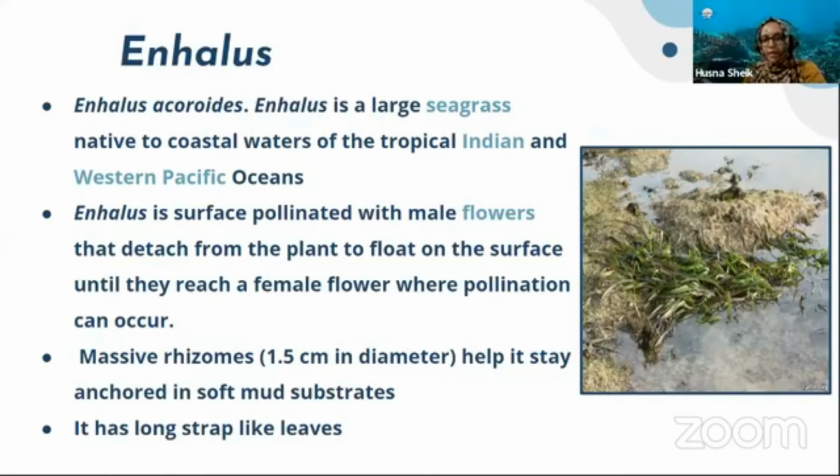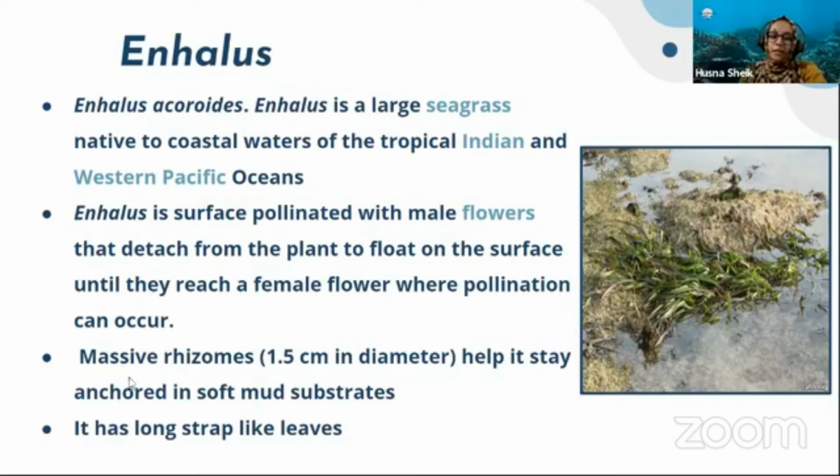And then we have Enhalus. Enhalus is a large seagrass native to coastal waters of the tropical Indian and Western Pacific oceans. And Enhalus is pollinated with male flowers. This is kind of interesting. Enhalus has separate male and female plants. What happens is the male flowers get detached from their plant and go in search. They float on the water column and find their female flower and do pollination.